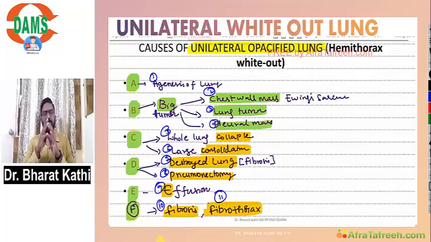So if somebody asks you what are the causes of unilateral opacified lung, at least 5 causes you should say. A, B, C, D, E, F. A for agenesis of lung, B for big tumor, C for collapse, consolidation, D for destroyed lung, pneumonectomy, E for effusion, F for unilateral fibrosis and fibrothorax. So if you remember like this, you will not forget. If you can at least tell 5 causes out of these 11 causes, the examiner will be very satisfied.